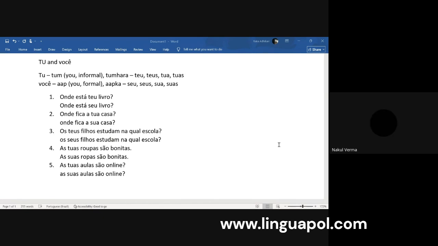Ma'am, in the sentence, should it be without o, like teu carro? Can I write it without the article? You are talking about the article, right? O teu carro. Yes, it is ideal in Portuguese to always include the article. It will not be wrong if you don't include it.